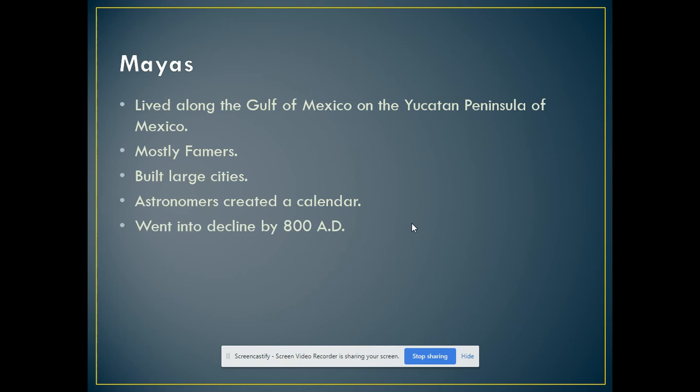I know I say AD because I've been teaching for about a decade since I'm making this. Now they're starting to use the term CE, Common Era. So anytime you see AD or CE, it's the same thing. Okay, Anno Domini was commonly used throughout a lot of the study of history, and now, instead of saying BC, before Christ, we're using BCE, before Common Era, and then CE for Common Era.